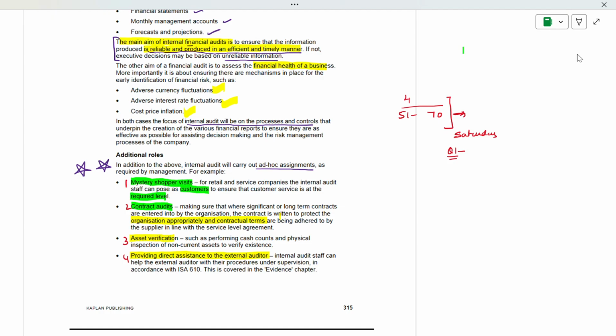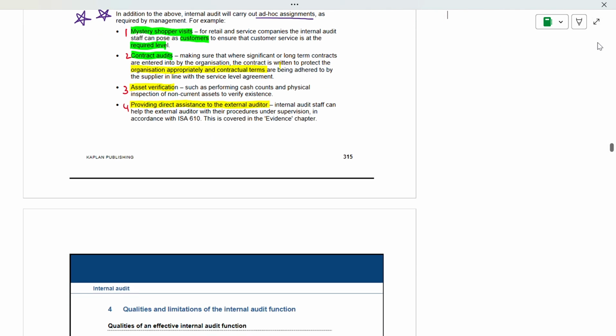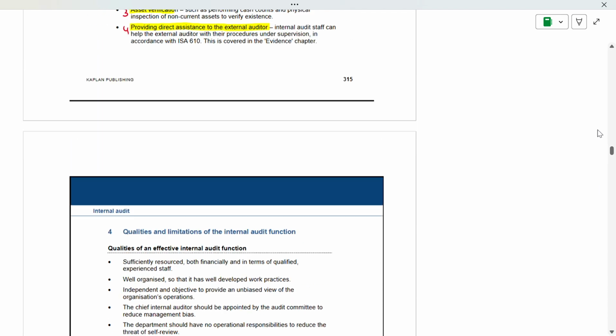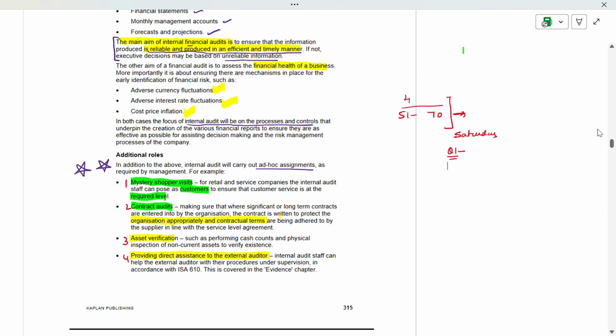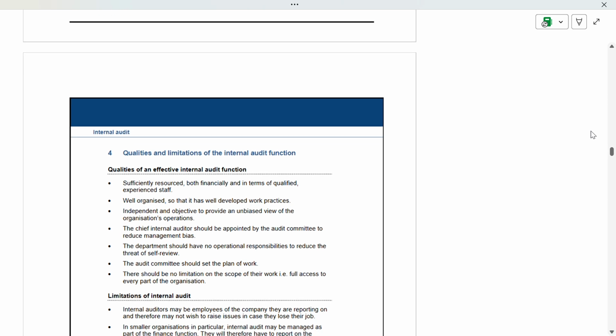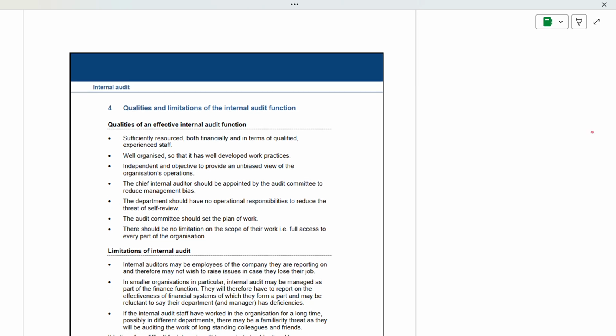Okay, coming back to this. What are the qualities and limitations of internal audit? I am putting all the things. Wherever I put double star, it means things are very important. What are the qualities of an effective internal audit? It is sufficiently resourced financially, the people are qualified, experienced and well organized, and they will develop good practices. They are independent and objective to provide an unbiased view.